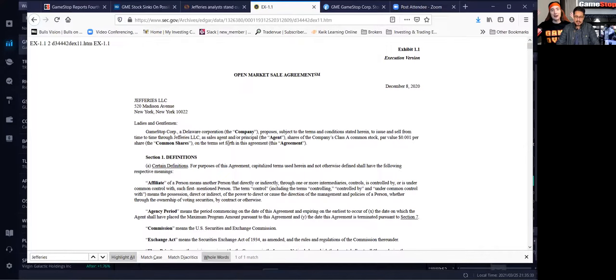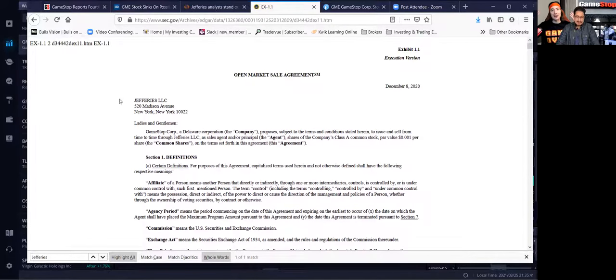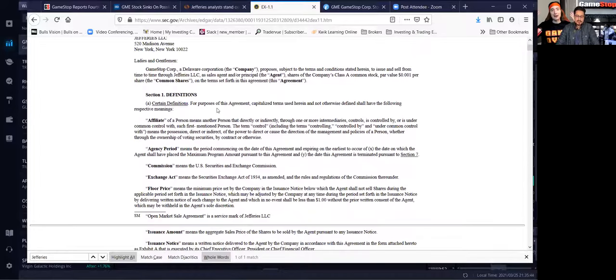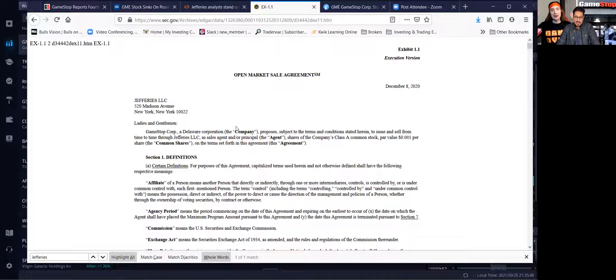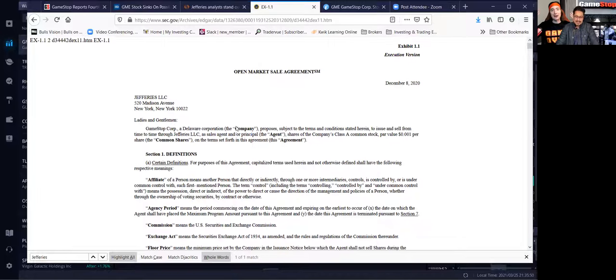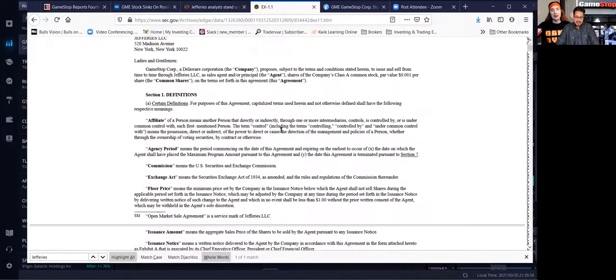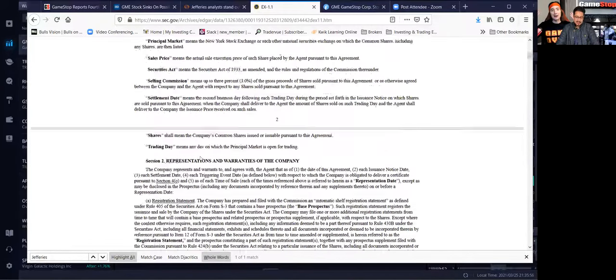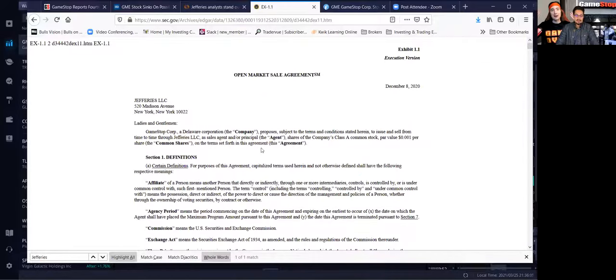And I'm going to show you the open market sales agreement. This is pretty much the agreement that GameStop and Jefferies have to sell stock to raise money, a stock offering. And again, this is available in the SEC filings under the 10K. Just look for Jefferies and GME agreement, and then you can see all the details. But again, nothing has been sold yet. No money has been raised.